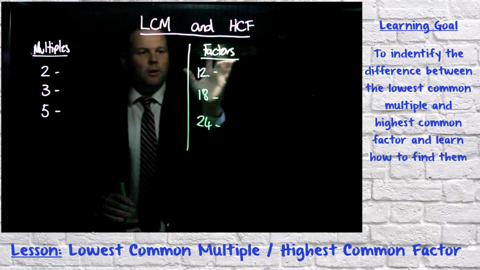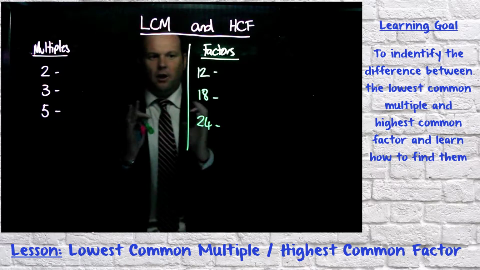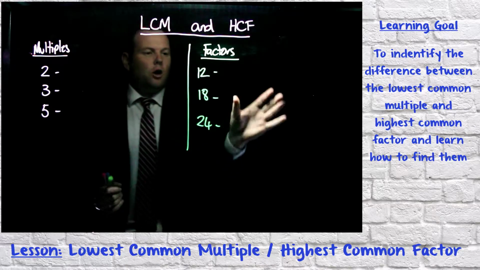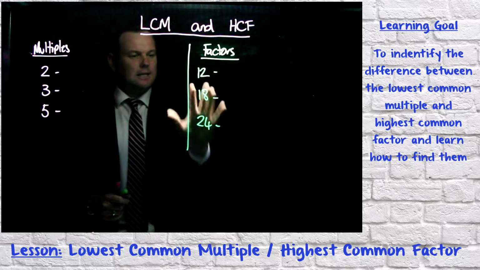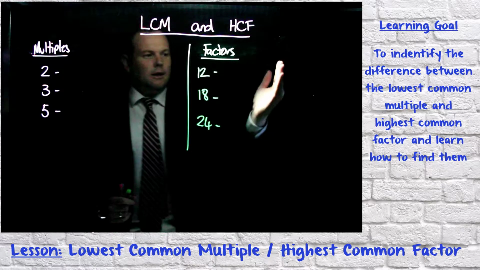With highest common factor, factors are obviously finite, there's only a certain number of them. So we want to find the factor that's the highest one out of a group of numbers, out of a set of numbers.